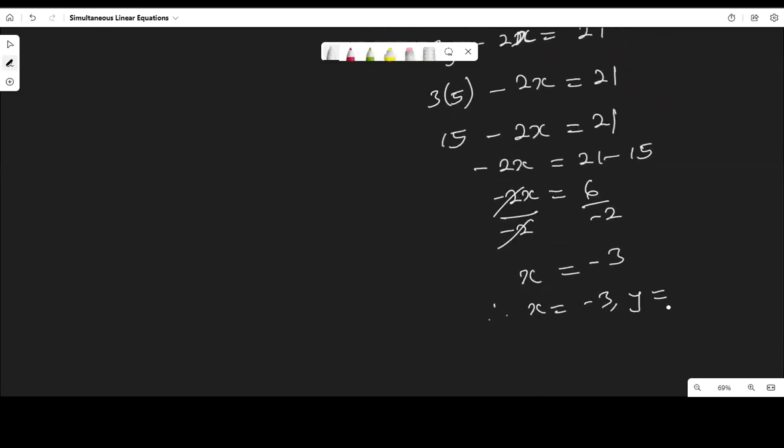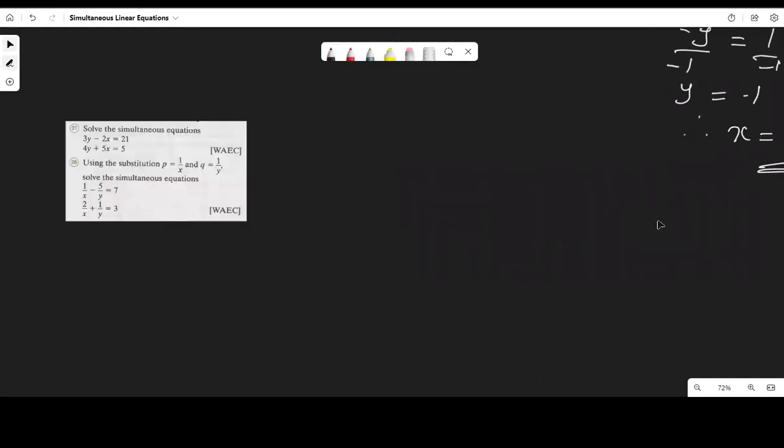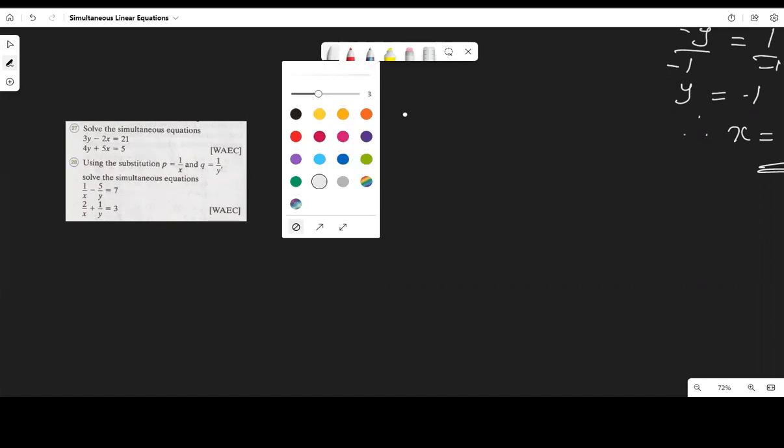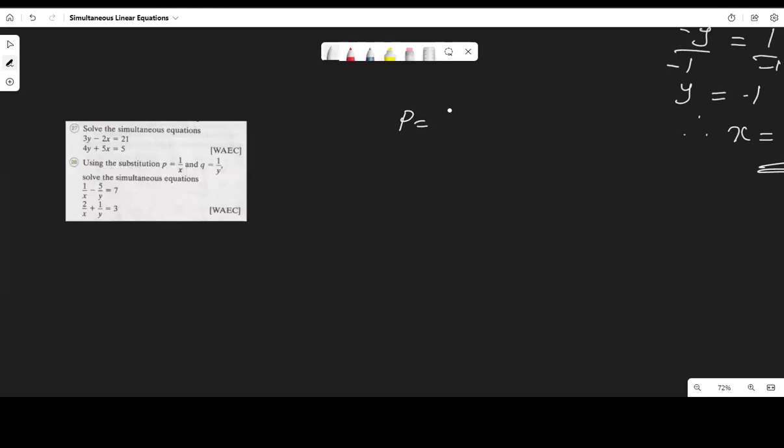Well, we're going to solve the last question, which says, using the substitution p equal to 1 over x and q equal to 1 over y, solve the simultaneous equations, 1 over x minus 5 over y equal to 7, and 2 over x plus 1 over y equal to 3. Let me say that p is equal to 1 over x, and q is equal to 1 over y.